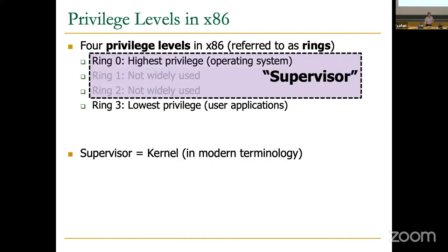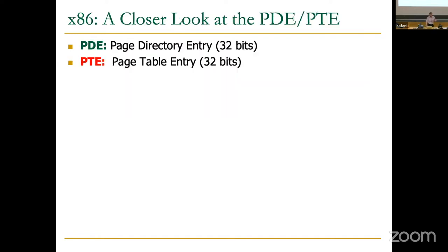But just to give you an idea, usually at ring 0, you have the supervisor level, the highest level. The operating system has this privilege. And usually user applications are at the lowest privilege, right? User. Supervisor is kernel in modern terminology. It used to be called supervisor in the past.